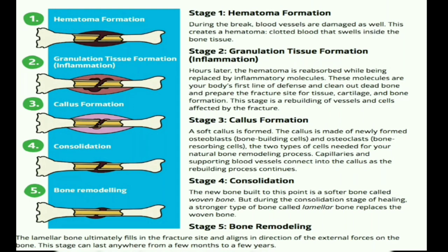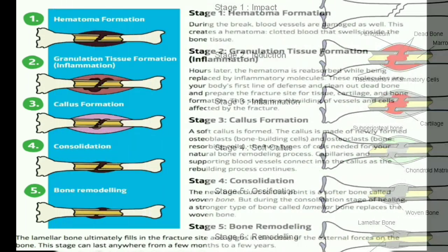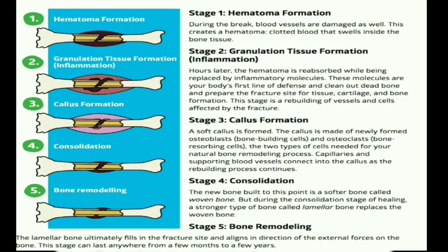First of all, let's see what are the stages or process held in bone healing or fracture healing. There are 5 stages in fracture healing. Let's see what they are. Here you can see the pictures. First one, hematoma formation; second, granulation tissue formation; third, callus formation; fourth, consolidation; fifth, bone remodeling. So let's see what they are.